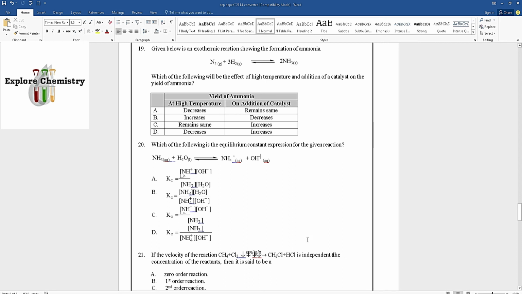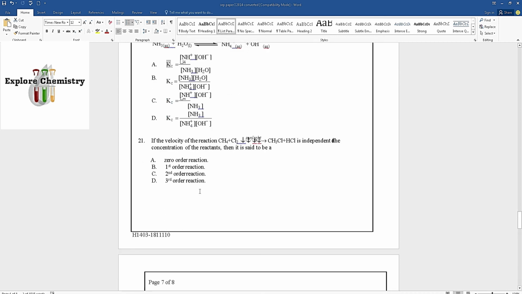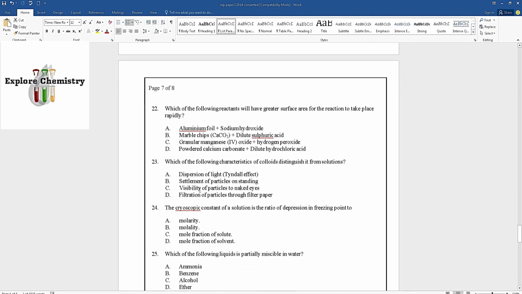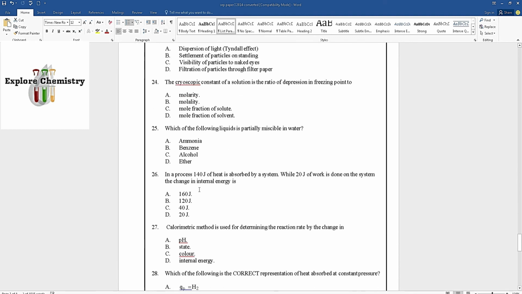Number 20, which of the following is the equilibrium constant expression for the given reaction? Products are written in the numerator and reactants are written in the denominator, so option A is the correct answer. Number 21 is not related to our syllabus. 22 also, 23, 24 and 25 also.